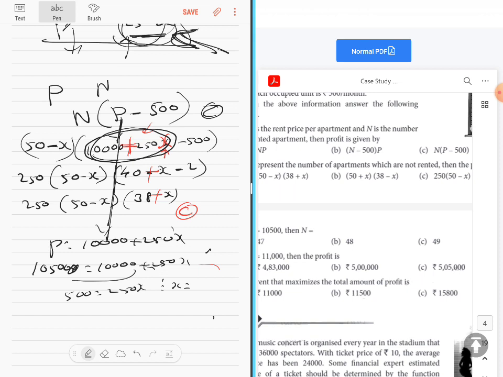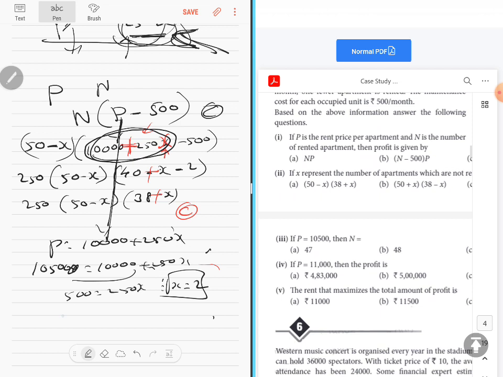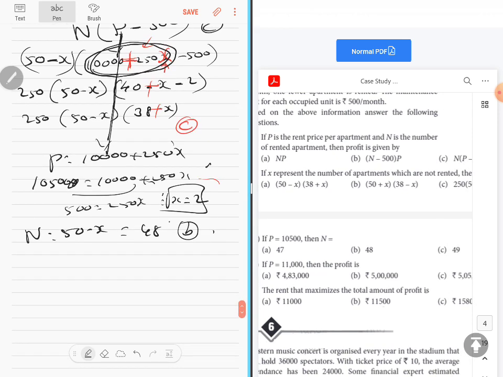10,500 is equal to 10,000 plus 250x. So x is equal to 2, correct. We got x is equal to 2, but the option is not that, because they are not asking for x, they are asking for n. N stands for 50 minus x. So it's 48. Oh, okay. So that is option number B. That is answered now. So let's go to the next question.